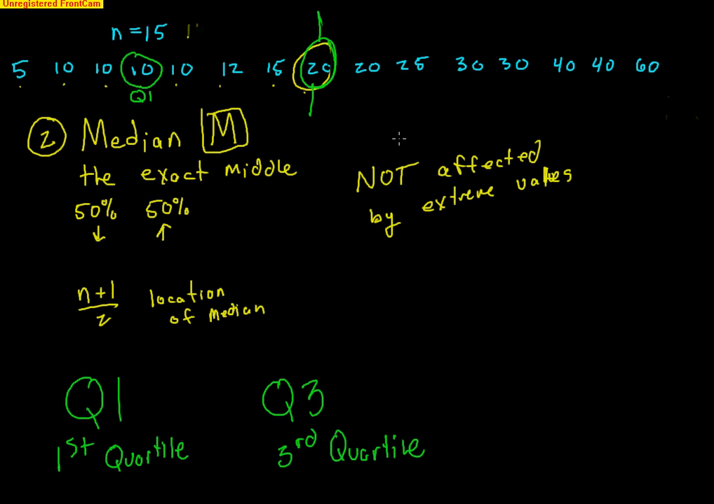Now, Q3 is the third quartile. It's the middle of the upper half. So once again, I have 7 values up here. 7 plus 1 is 8. 8 divided by 2 is the fourth. So it's the fourth piece of data. 1, 2, 3, 4. Here it is right here. Here's Q3. So again, Q1 and Q3 is just the middle of the bottom half, middle of the upper half.